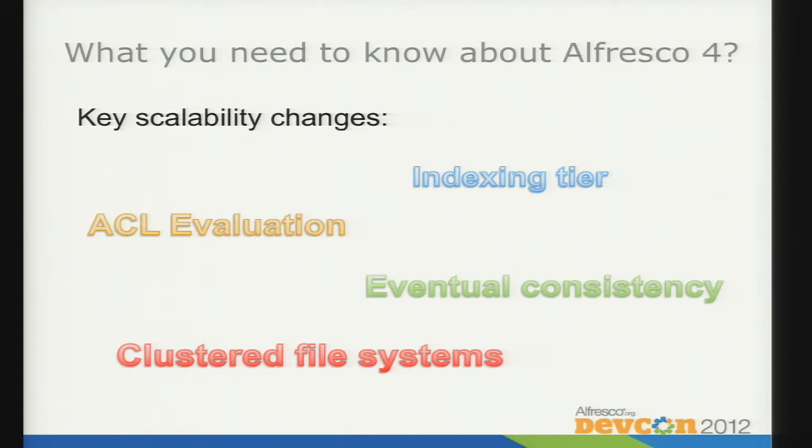One other important change that we have put in place is how we process ACLs, especially during searches. For the scope of today, it's important to understand that even the ACL evaluation on searches has been moved to the Solr tier, to the indexing tier.